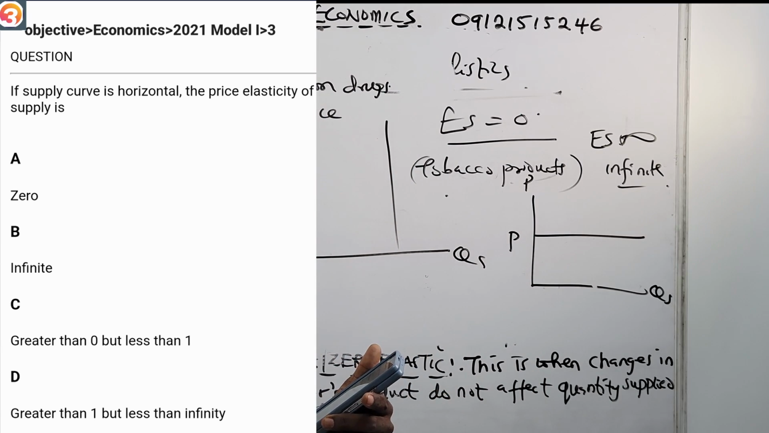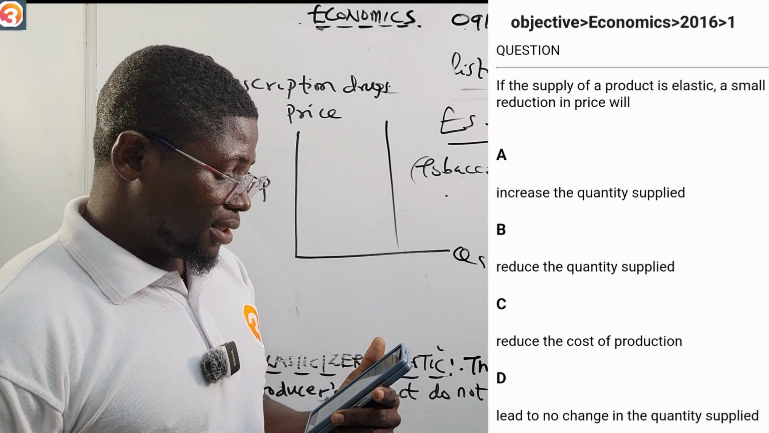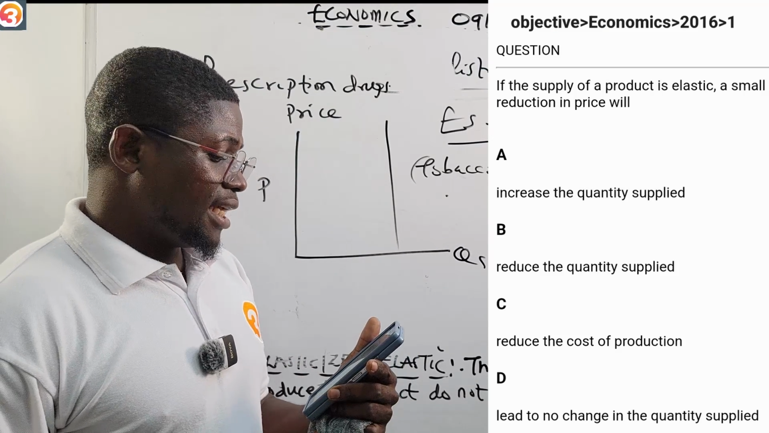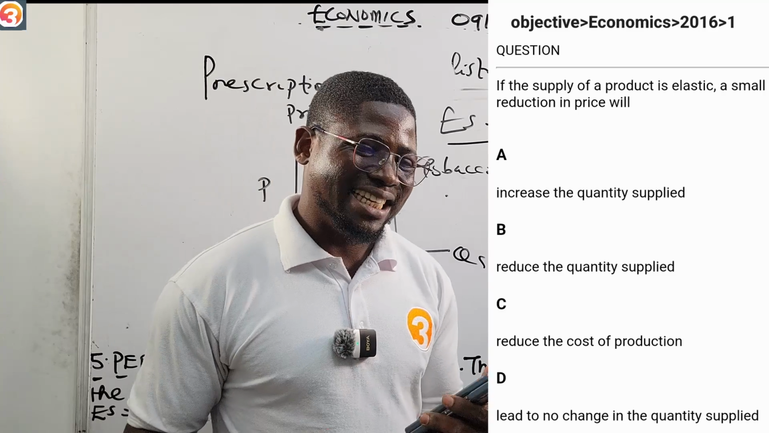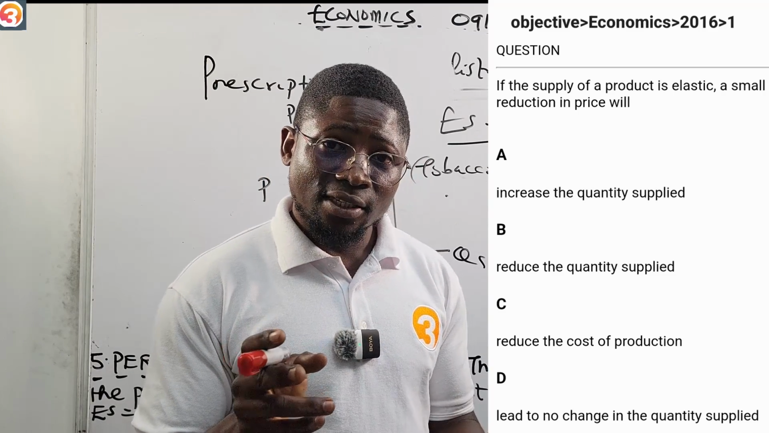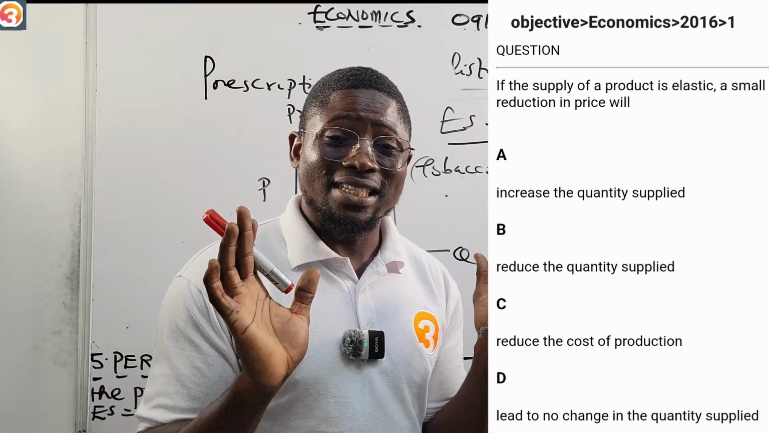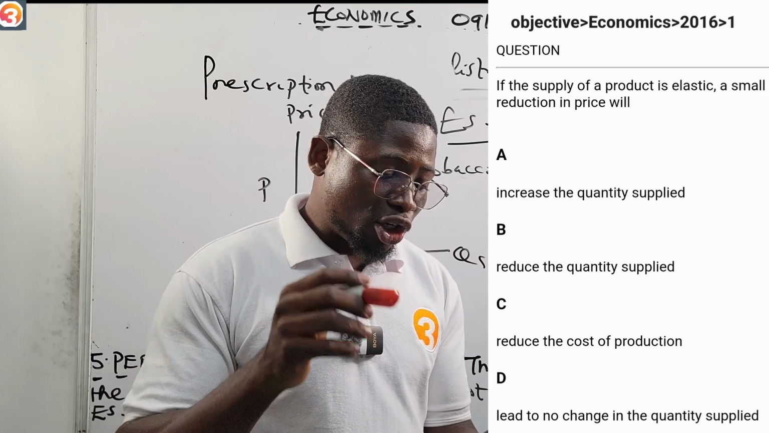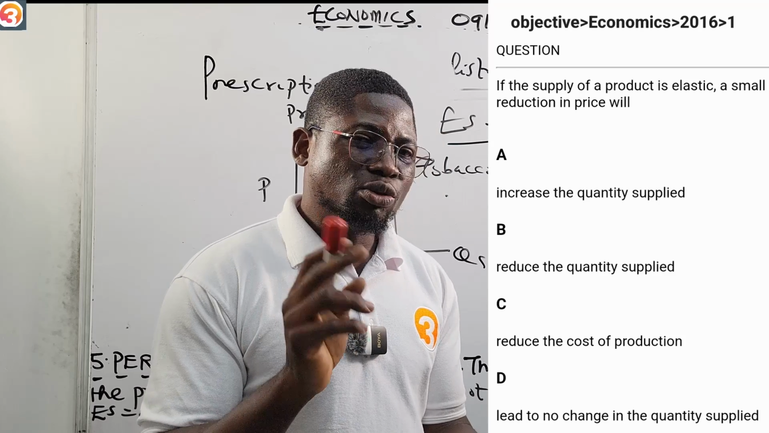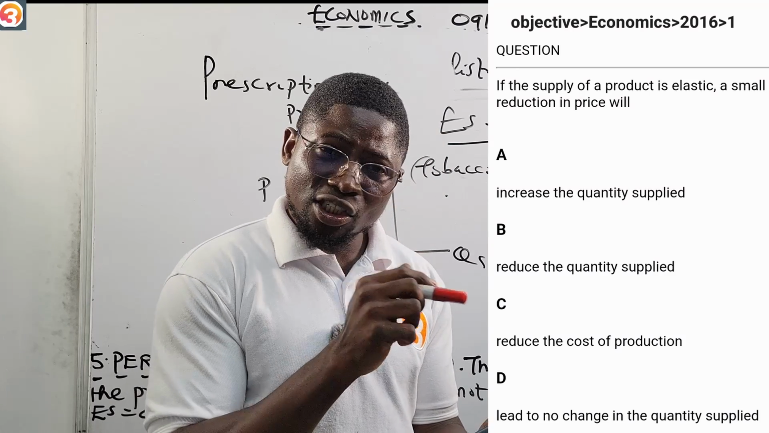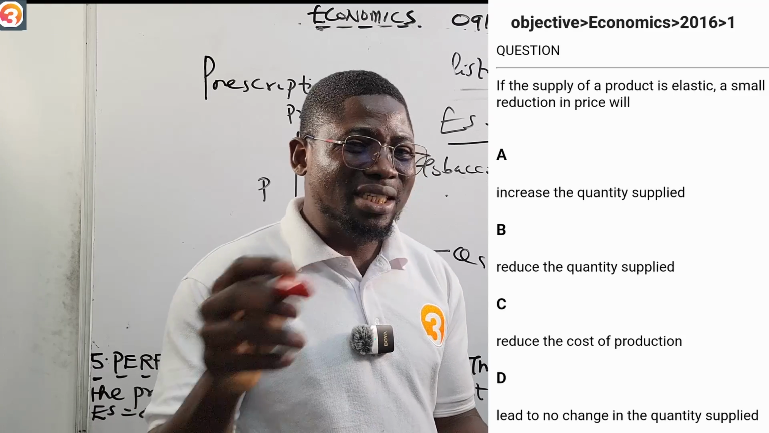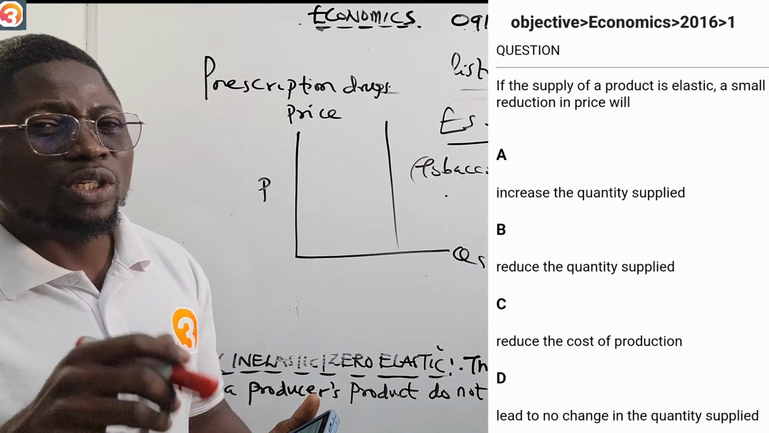Let us see 2016 number 1. I'll give you an assignment, please. Ensure you comment the answer in the comment section. They say if the supply of a product is elastic, a small reduction in price will, A says, increase the quantity supplied. No, it will not increase the quantity supplied, since it's already elastic. B says it will reduce the quantity supplied.